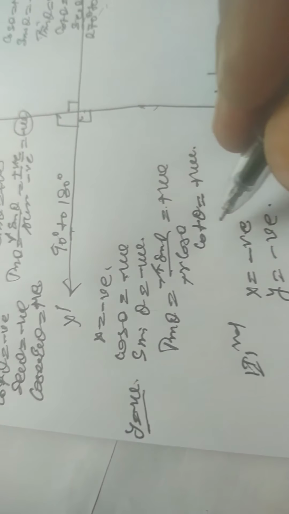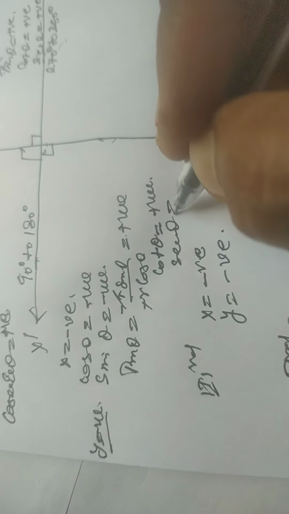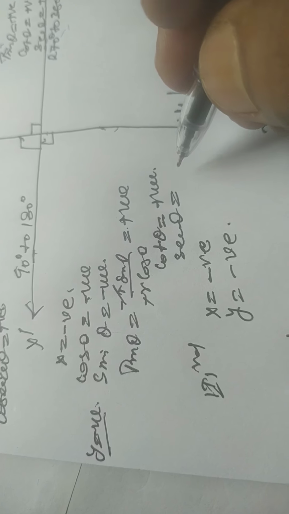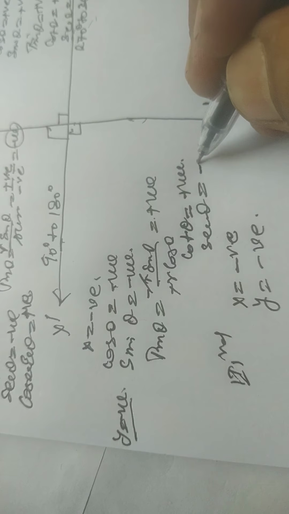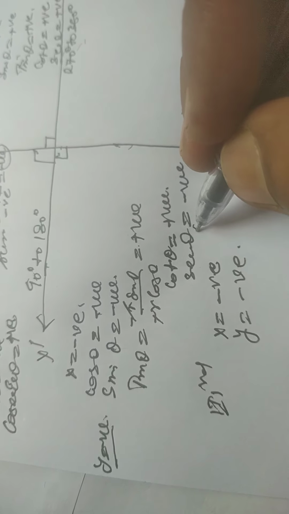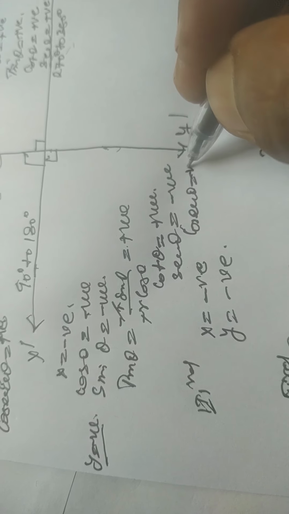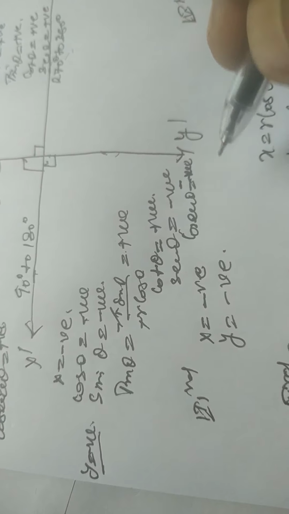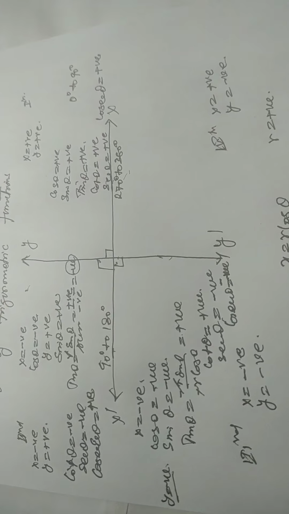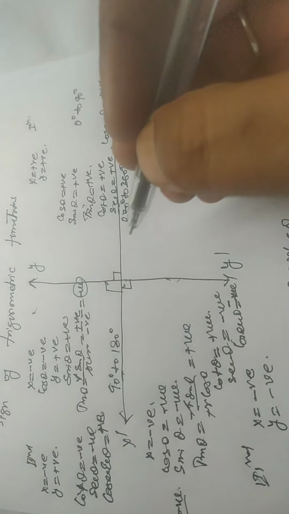Now this is secant theta. Secant theta is equal to 1 upon cos theta. Cos theta is negative, then secant theta is negative. The last one is cosec theta. Cosec theta is also negative because y is negative.